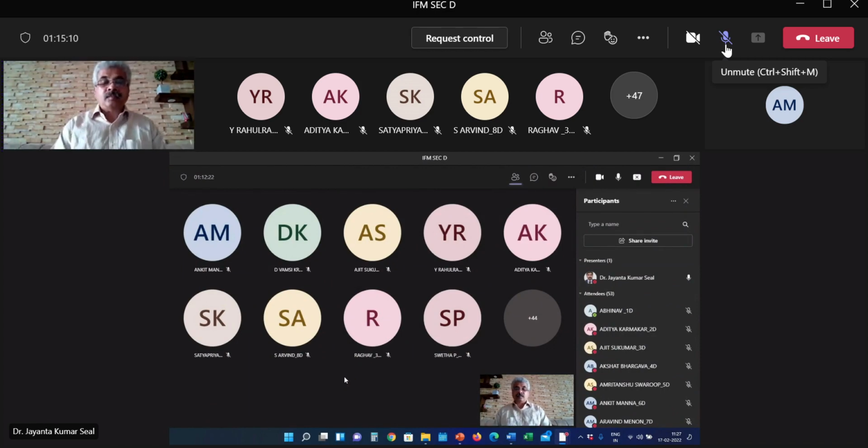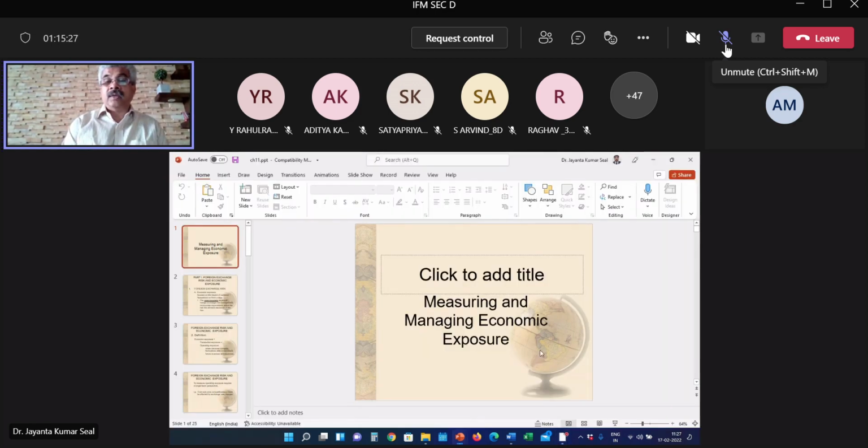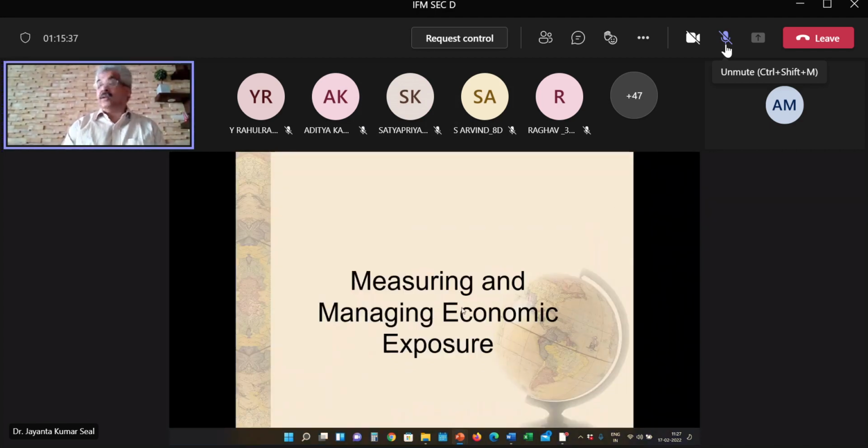But for the other 2 parties, like in case of Indigo, Airbus does not have a risk because Airbus is receiving its own currency. Anyway, translation and transaction are done. We are left with operating exposure. So what is operating exposure? Can you see the slide? Measuring and managing economic exposure. I told you what is economic exposure.